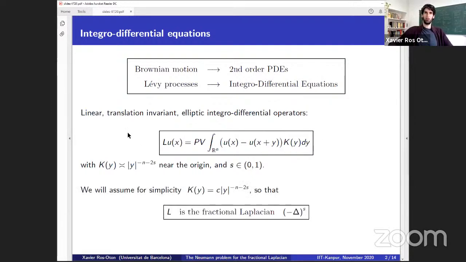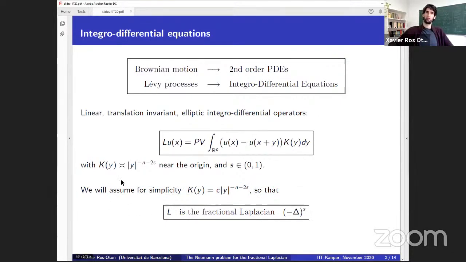Then in this talk, I will assume for simplicity that the kernel is exactly this pure power with the right constant in front, so that the operator L is the fractional Laplacian. This is clearly the simplest possible case because it's a class of operators that are scale invariant. They satisfy a scaling property: when you rescale the function u and apply the operator, you just get a scaling parameter in front. It's also radially symmetric, so it satisfies all the properties of the Laplacian. It's a linear operator, translation invariant, uniformly elliptic, and also scale invariant and rotationally invariant. This operator is called the fractional Laplacian, and when s converges to 1, you get exactly the Laplacian, the case of second order PDEs.